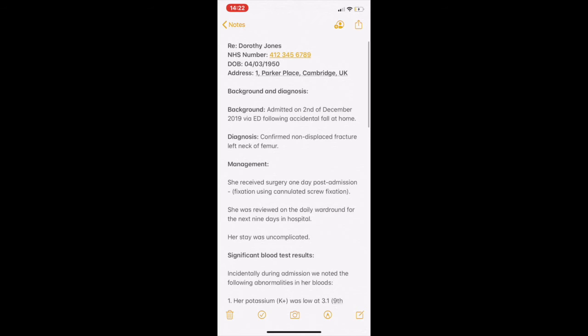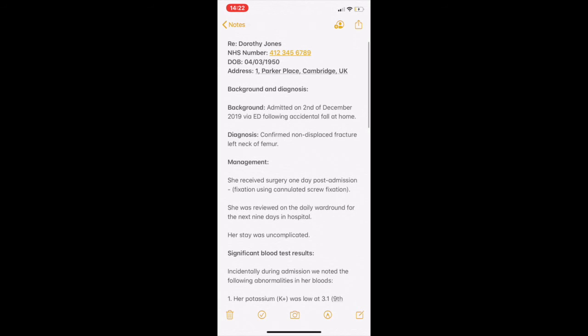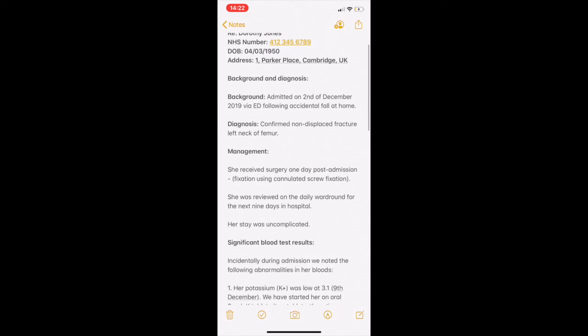Then state what management the patient received and were there any complications during her stay. For example, did she develop pressure sores, a DVT, or did she fall in hospital? These are all important points that the GP might want to know. After you've provided the management, in this case, this lady received surgery using fixation and cannulated screw. She was reviewed in the daily hospital ward round for the next 9 days and her stay was uncomplicated.